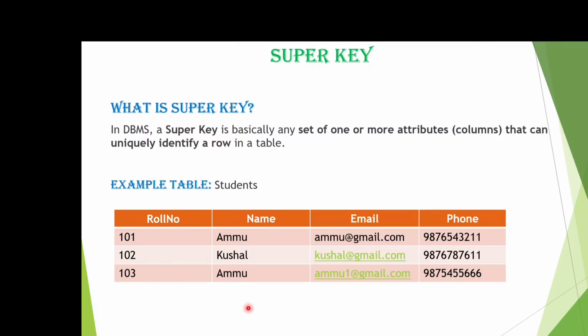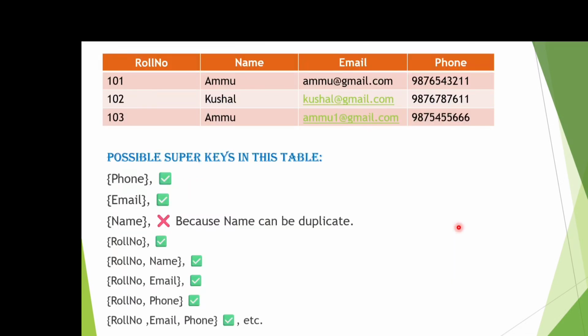What is super key? In DBMS, super key is a term for a set of column names that helps to identify a particular row uniquely. Consider the below table called students. Here the column names are roll number, name, email and phone number.